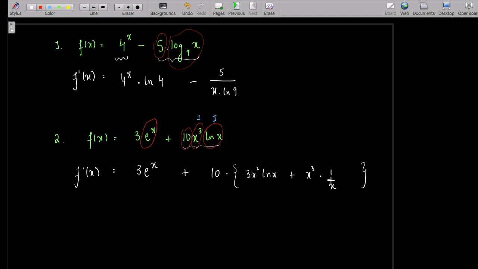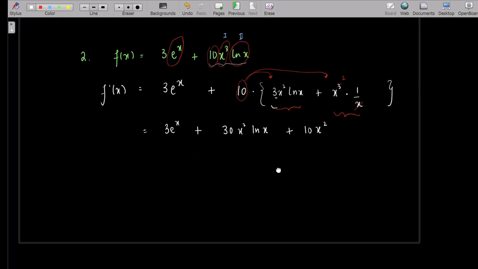X cube times 1 over x, you can cancel 1 x and this becomes x squared, right? And then you can multiply this 10 with the terms, like you can distribute this 10 inside. This is simple algebra. I'm distributing 10 inside, so this 10 times this term, you have a 3, so it becomes 30 x square ln x plus 10x square. Okay, so whatever you can simplify, we will try to simplify it the most we can.